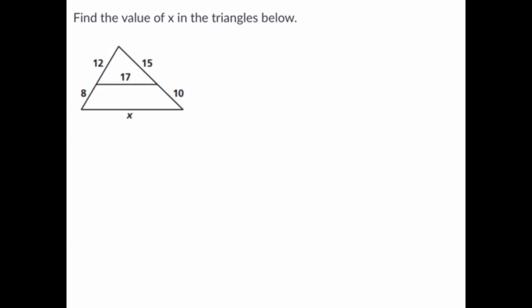And then our last one wants us to find the value of x in the triangles below. If we assume that these are similar triangles, you can set this up a variety of ways. You just have to remember to be consistent. So we have the small blue triangle and the large green triangle. Since x is on the bottom of the large green triangle, we're definitely going to want to use the bottom of the blue triangle as well.